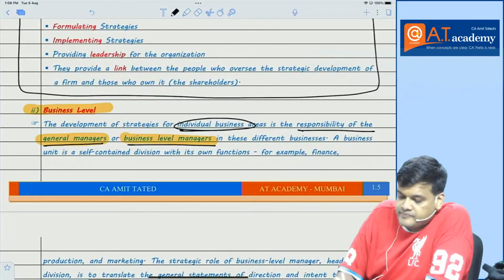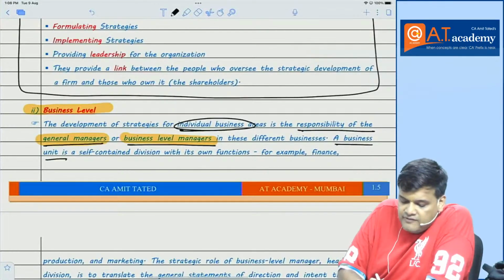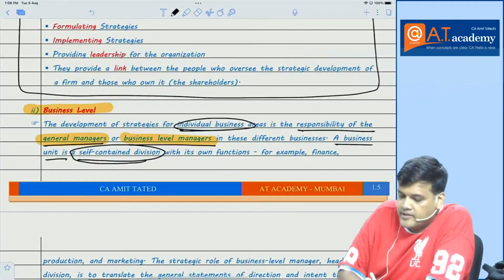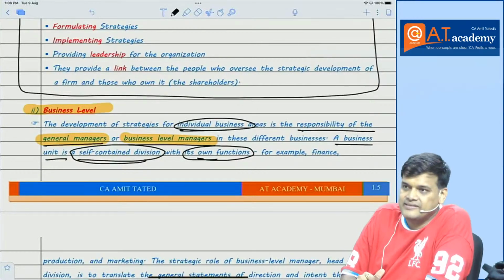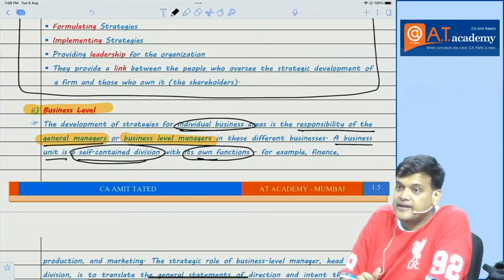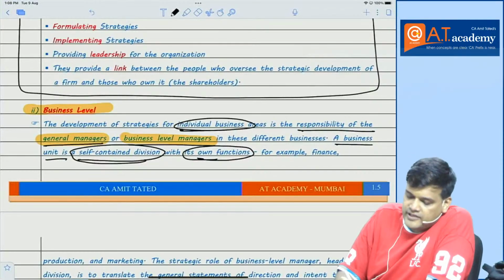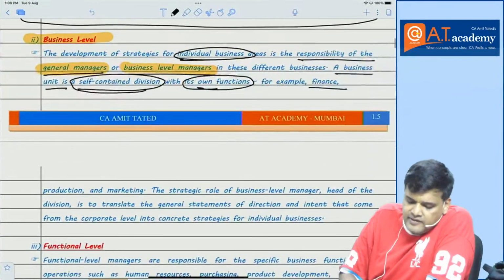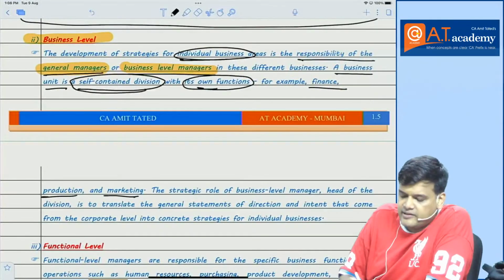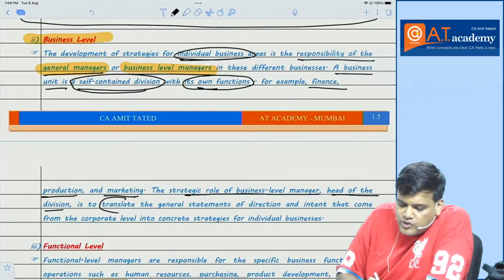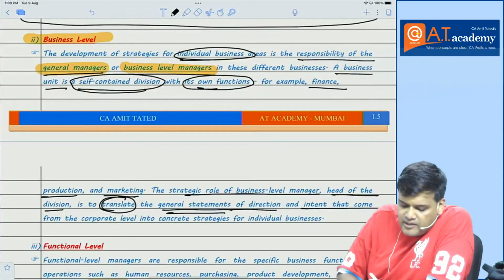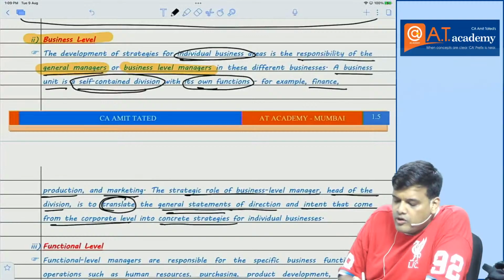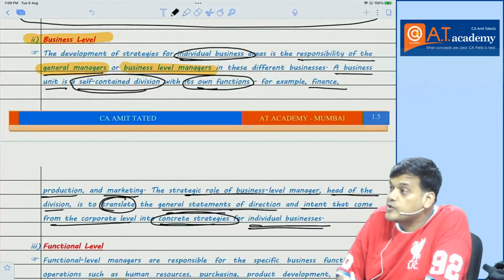Look ahead. A business unit is a self-contained division with its own functions. What are functions? For example, finance, production, marketing. The strategic role of the business manager, head of the division, is to translate the general statement of direction and intent that come from corporate into concrete strategy for the individual business.